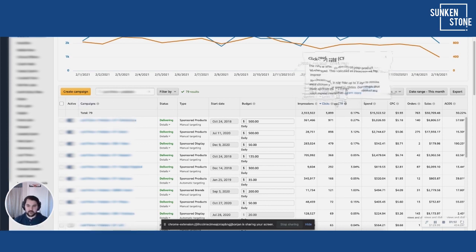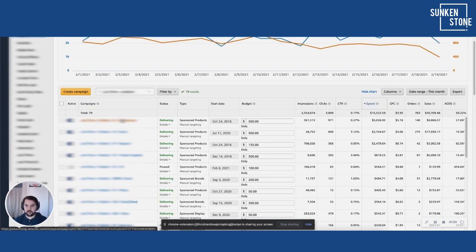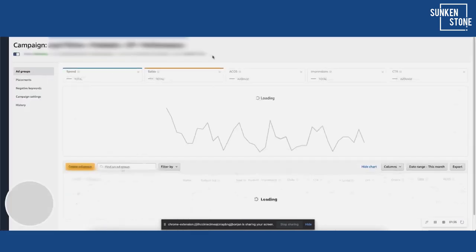I usually do clicks descending, but for the purposes of this video, we're going to do spend descending. So I'm going to wait for the slow interface to do its thing. We're going to start with your highest spend campaigns. Naturally, that's going to yield you, for the most part, the best gains when you do it in aggregate. So we're going to dig into this.